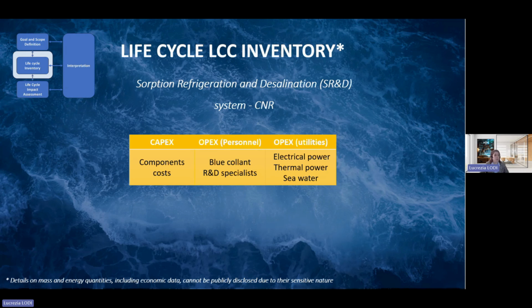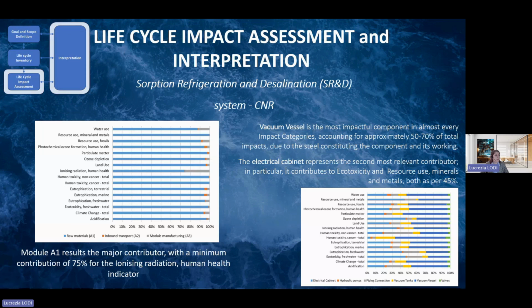And again, for the same reason, we cannot show the cost of the technology, but we consider for CAPEX the components, and for the OPEX, the blue collar, the specialist, and as utilities, the electrical power, thermal power, and seawater. So the first results, as for the LCA, suggest that module A1 is the major contributor, and its minimum contribution stands at 75% for ionizing radiation, which is related to the human health indicator.